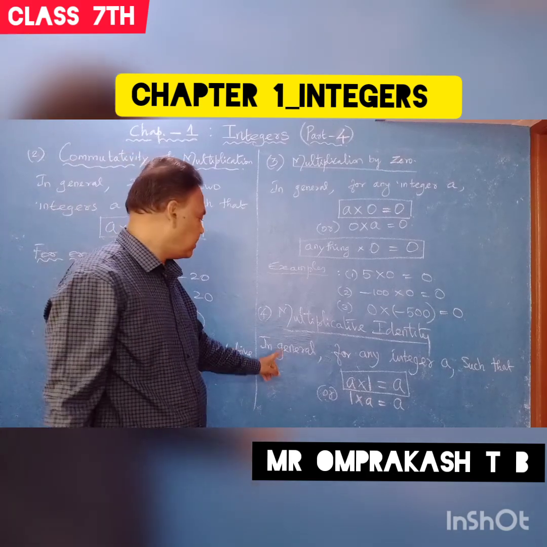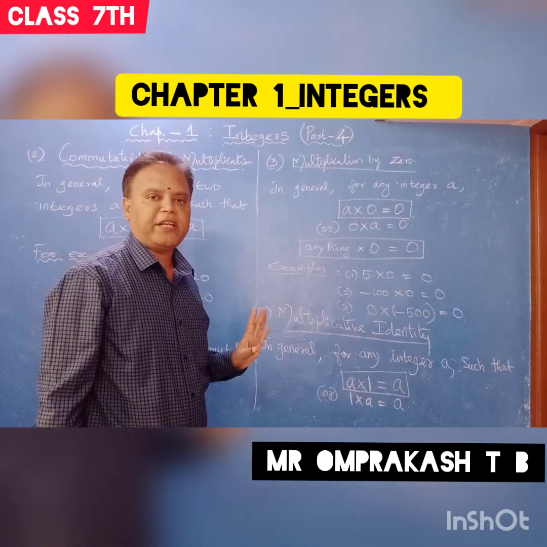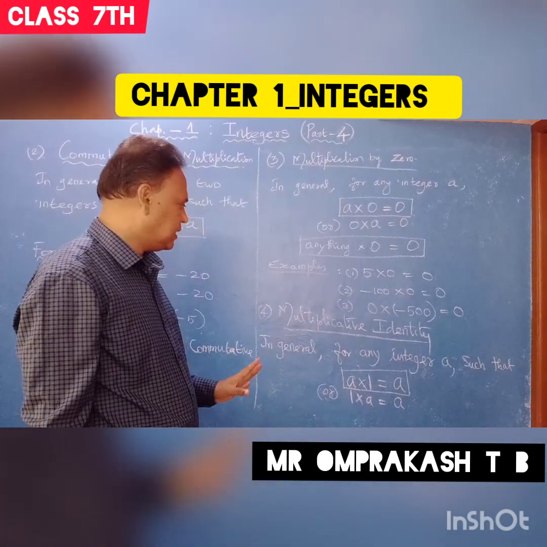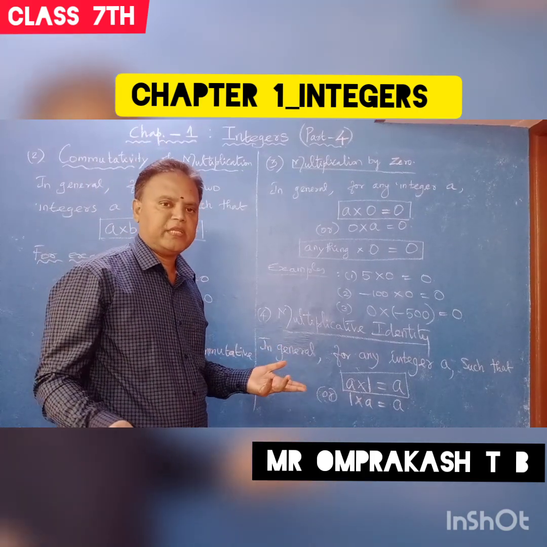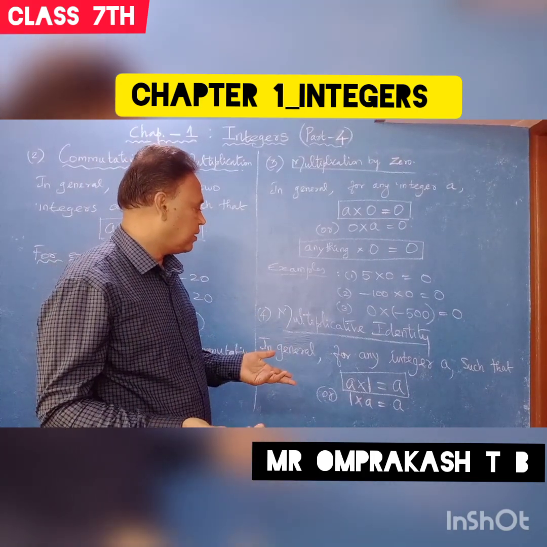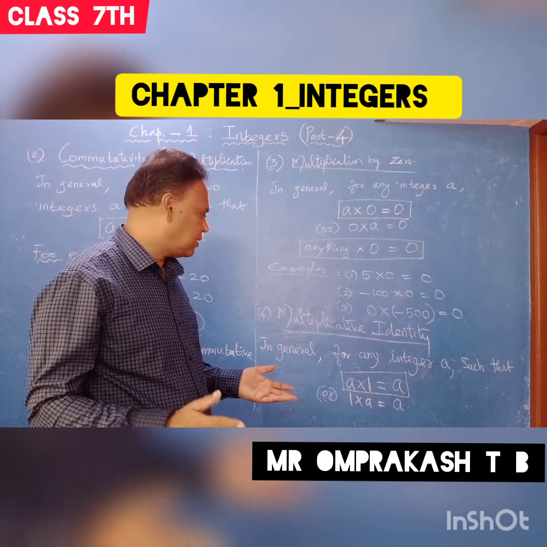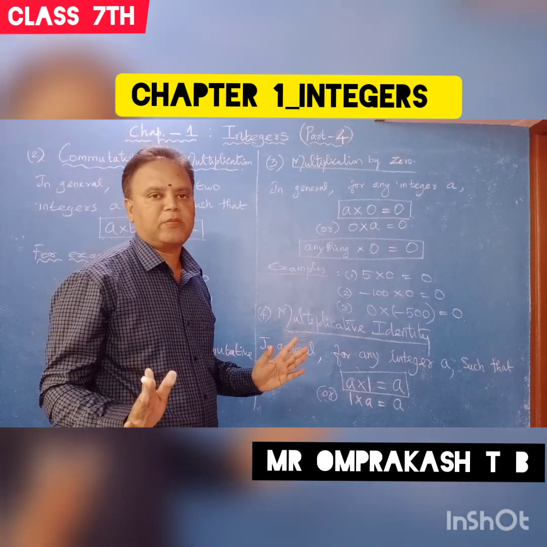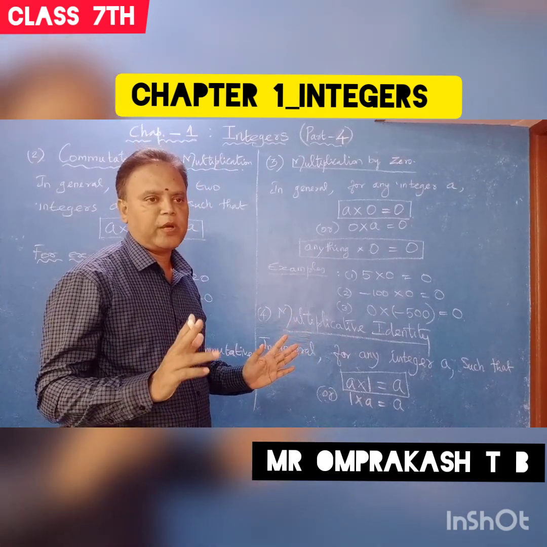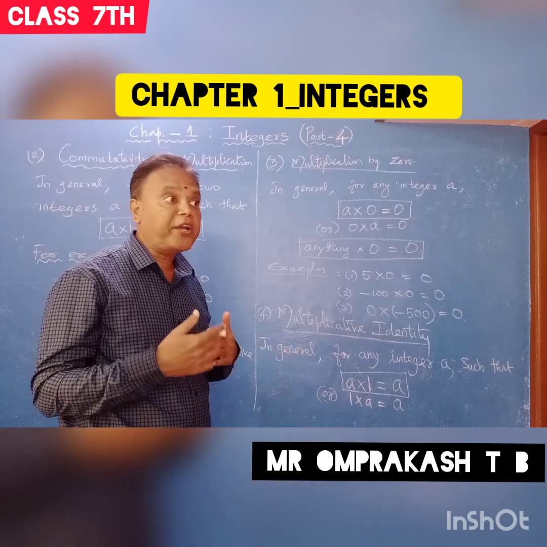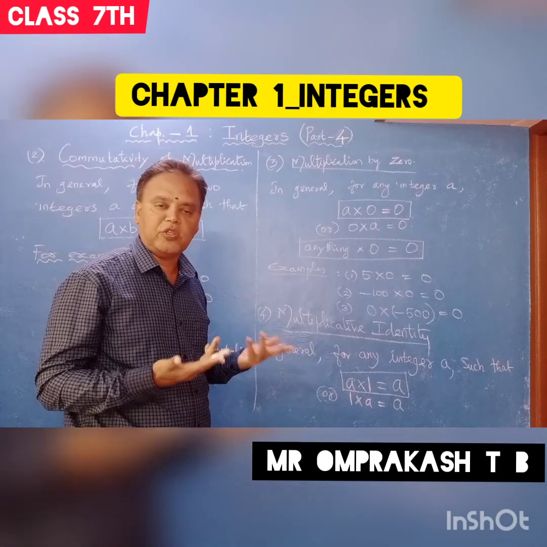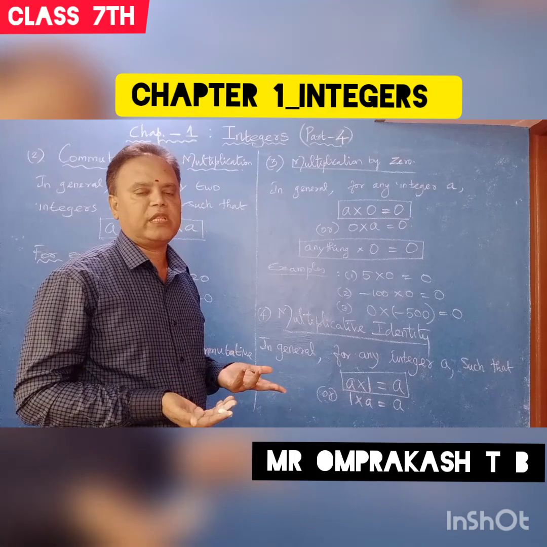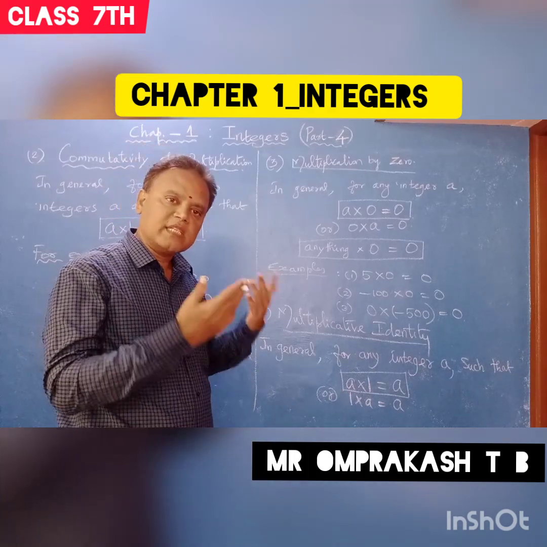So next we will see multiplicative identity. What does multiplicative identity mean? If you multiply any number with 1, you get the same number. That is multiplicative identity. You have studied additive identity. What is additive identity? 0. If you add 0 to any number, you always get the same number.